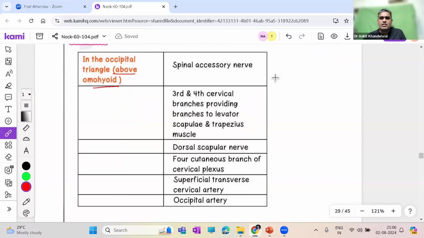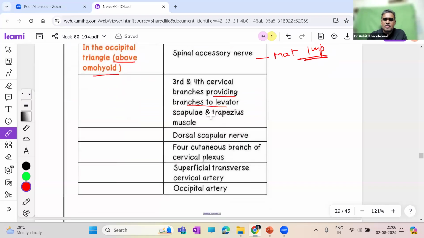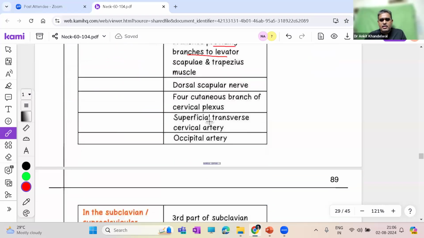See, spinal accessory nerve. This is most important clinically. Focus over here. Questions will come. These are all the cervical branches, providing branches to all these muscles, nerves, some superficial arteries over here, and finally occipital artery. May I ask you, it's a branch of which artery?